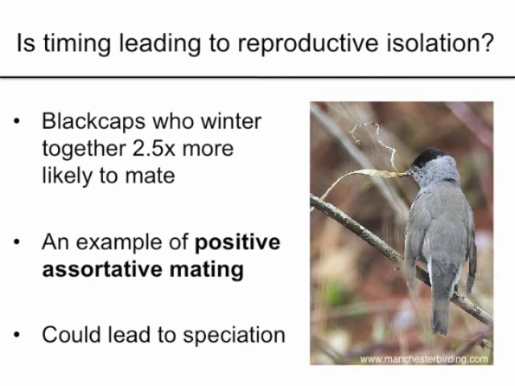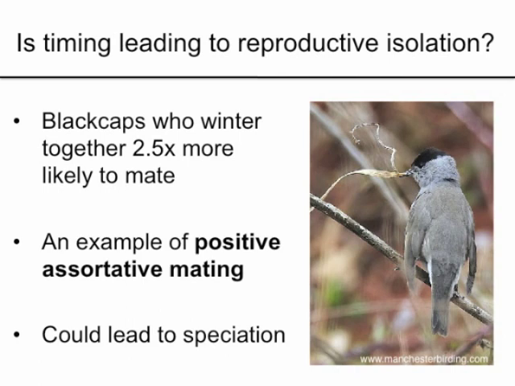When researchers looked at this, they found that blackcaps who winter together are 2.5 times more likely to mate with their own group than with individuals that migrated to a different location. This is what's called positive assortative mating, which means they are positively choosing mates of their own type or from their own population, and not ending up with mates from the other population. This is one of the first times this was demonstrated in nature, which is a pretty cool thing. And this is something that could lead to speciation.